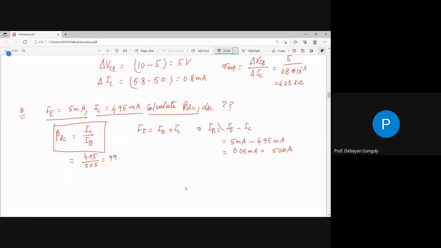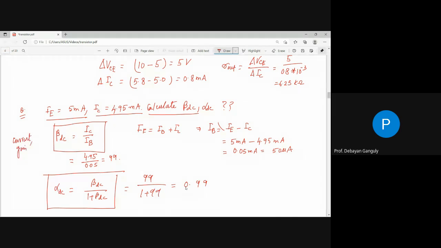And you know the relation between alpha and beta. Alpha DC is equal to beta DC by 1 plus beta DC. That is also another relation, because beta and alpha are related like that, and we get the same thing but just interchanging. That is 99 by 1 plus 99, and that will give you 0.99, right? So this is the current gain factor, and this is nothing but the current amplification factor.